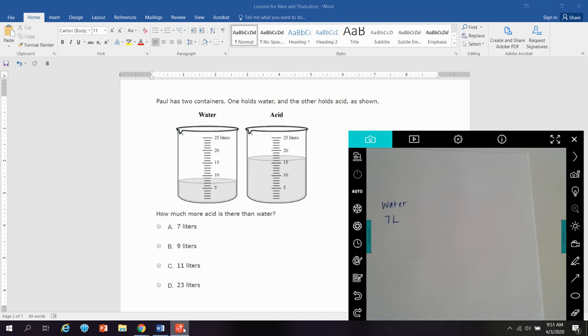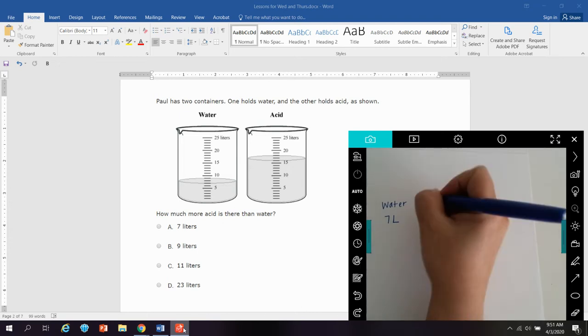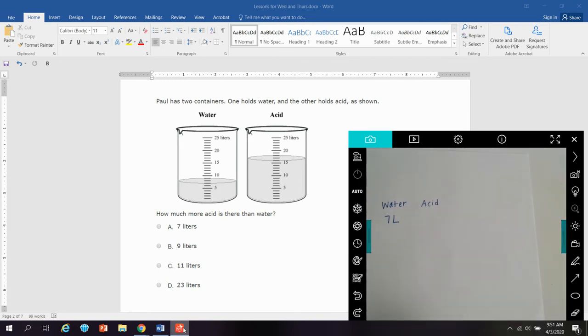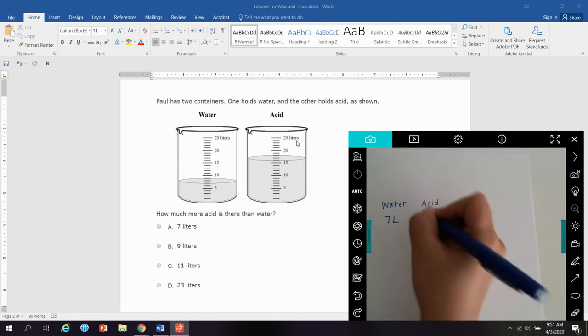Now I need to figure out how much acid I have. If I look at the tick marks here, I see again they're counting by 5s. It looks like each little tick mark between is also going to be a 1. So 15, and it looks like it's just on that first tick mark above the 15, which means there are 16 liters of acid.